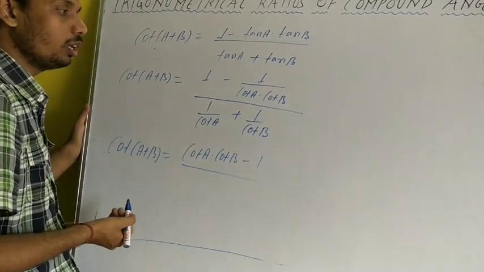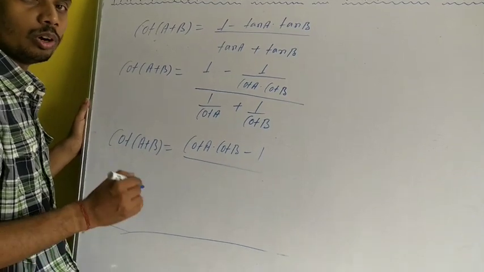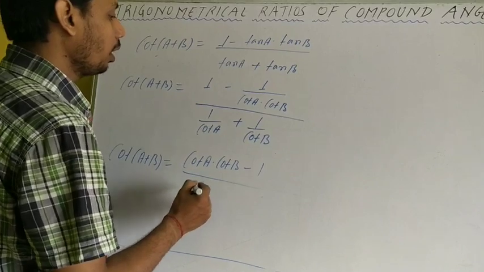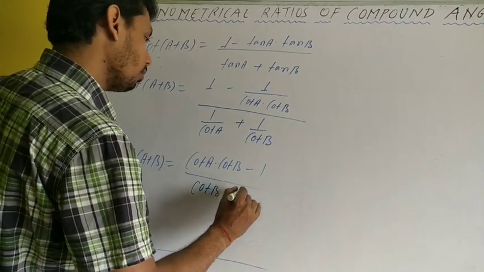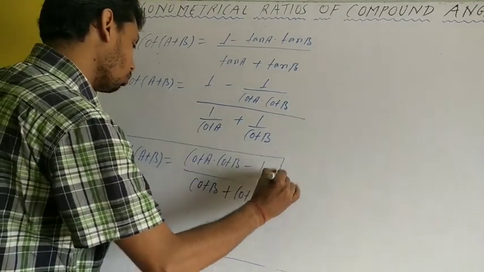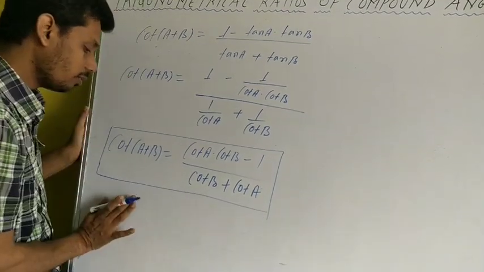LCM will be equal to what? Cot a cot b. Here also LCM will be cot a cot b. So cot a and cot b will be cancelled. So cot a cot b minus 1, by this will be what? Cot b plus cot a. So here we have the formula of this cot(a plus b).